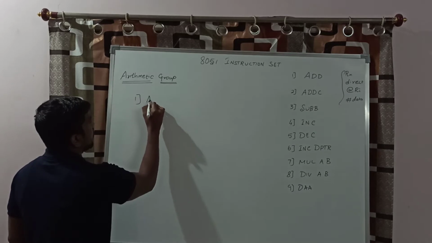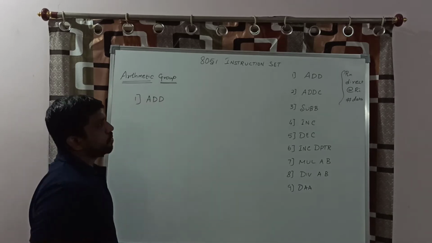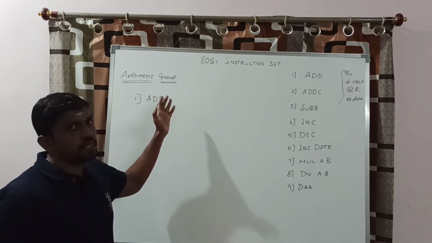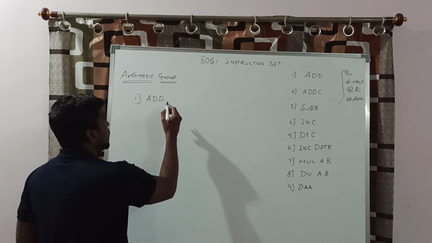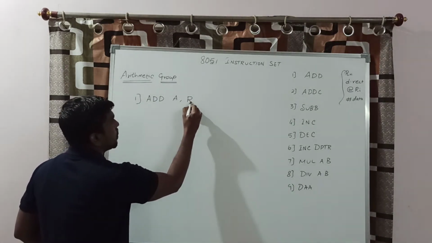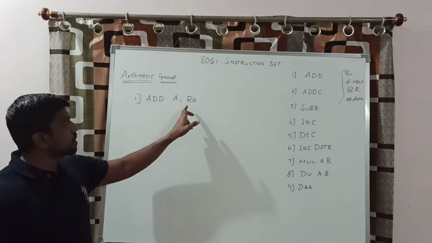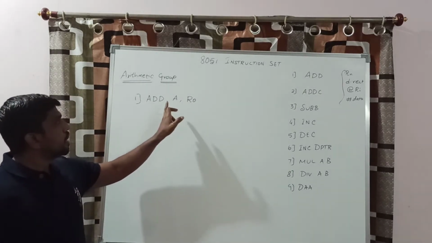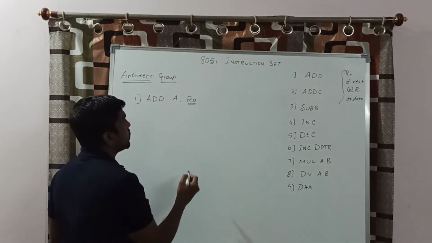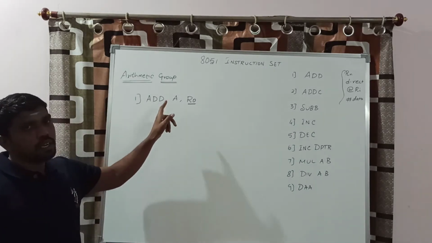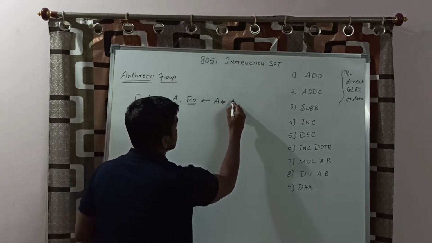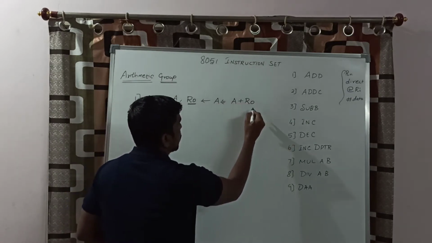First instruction, ADD: addition of two register contents. Any function needs two points, one is the source and the other is the destination. Here the instruction is ADD A, R0. In this instruction R0 is the source and A is the destination. Whatever value is stored in the R0 register, its content is summed with the accumulator content. The result in the accumulator is A plus R0.